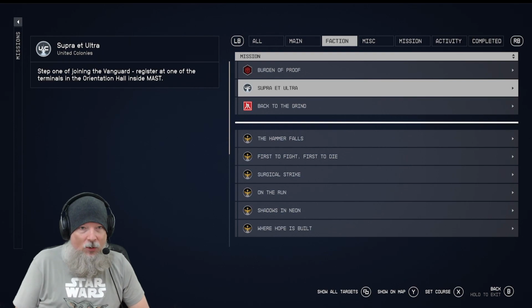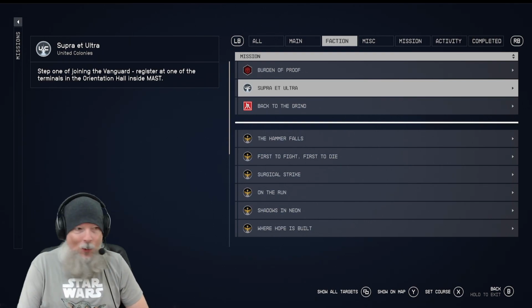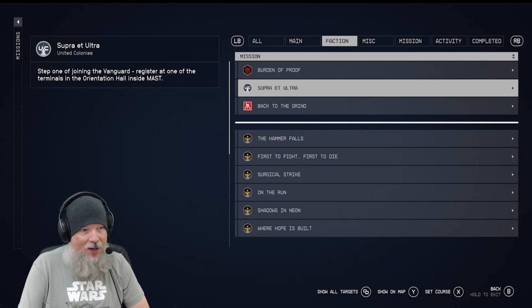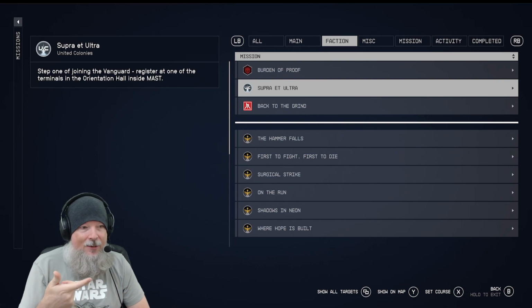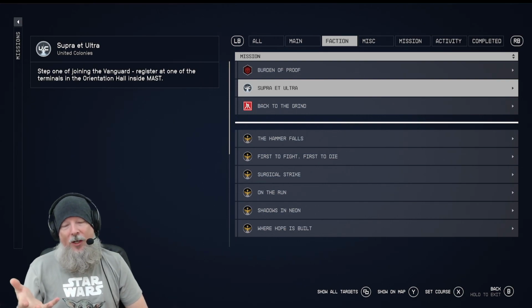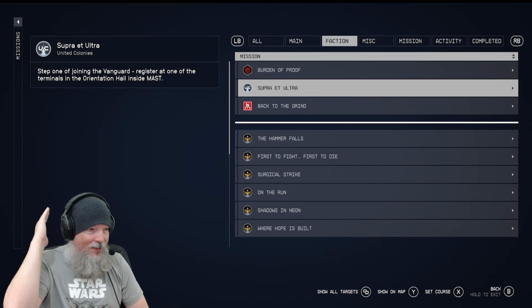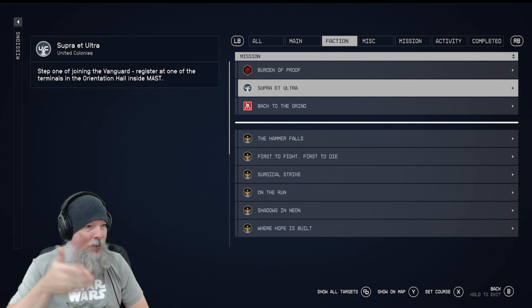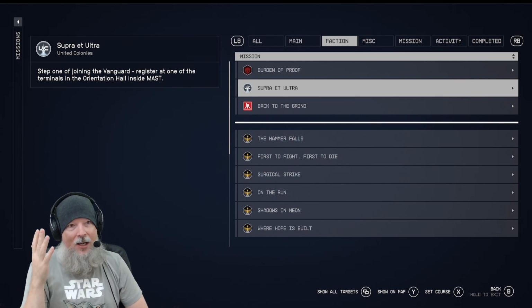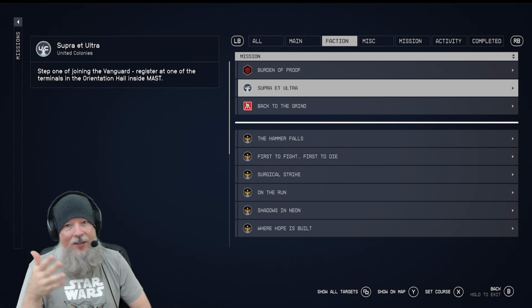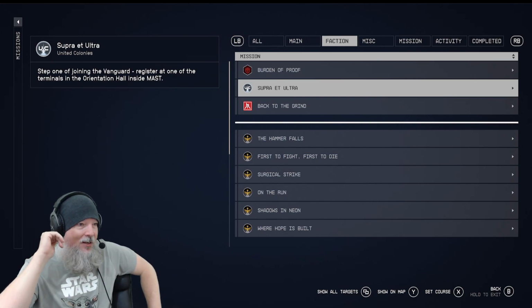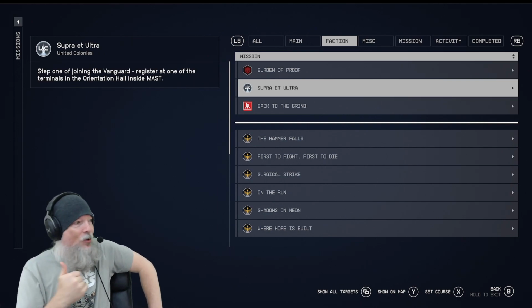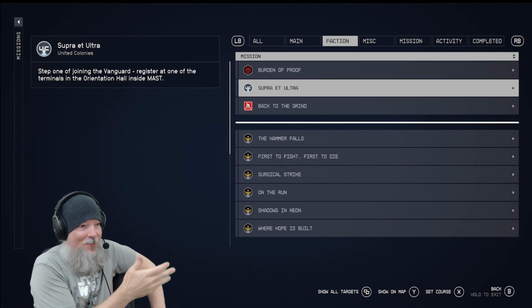However, the Supernova Ultra, which is joining the Vanguard of the United Colonies, I will not be doing that storyline with this character. And the reason for that is because the next character that I have planned is a space marine, essentially. He is hook, line, and sinker. He has grown up on all of the ideology of the United Colonies. He is a firm believer in their mission statement, and it's kind of like the guys who go join the United States military.